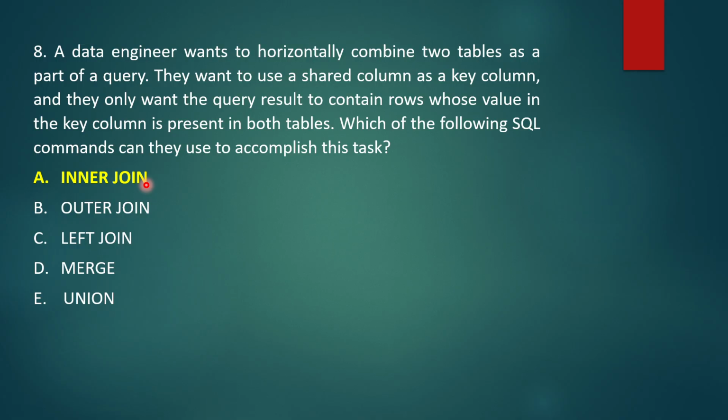So why is inner join correct? It returns only rows that have matching values in both tables based on the key column. It is a horizontal combination. It adds columns from both the tables to the result. Outer join returns all rows from both tables including unmatched ones. Left join returns all rows from the left table and matching rows from the right table. Merge is used for upserts, which means update plus insert in tables, often in Delta Lake. Union is a vertical combination that stacks rows from both the tables. It does not require a join key.